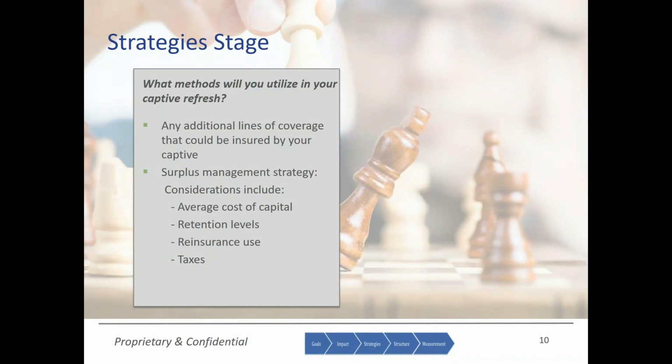Considerations also include average cost of capital, what retention levels are in the captive, and what your reinsurance use is. Additional reinsurance may mean less volatility for retained loss and capital and surplus in your captive over the next 5 years, but it may be at a cost. It's obviously at a cost. It can be costly to reinsure, but in certain situations, it becomes very important to reinsure very volatile layers of exposure. Taxes is another consideration.